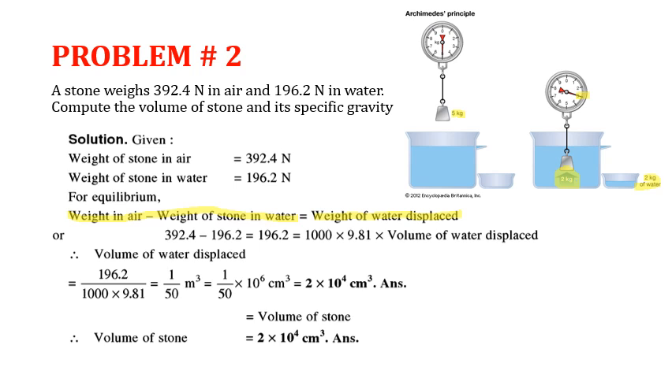So the weight of stone in air is given, it is 392.4, minus the weight of stone in water, which is 196.2. So this is equal to 196.2, and the weight of volume of liquid displaced is basically the specific weight of water into volume displaced. So specific weight of water is 1000 into 9.81, and you can rearrange this expression and get the volume of water displaced, which is basically the volume of the stone.